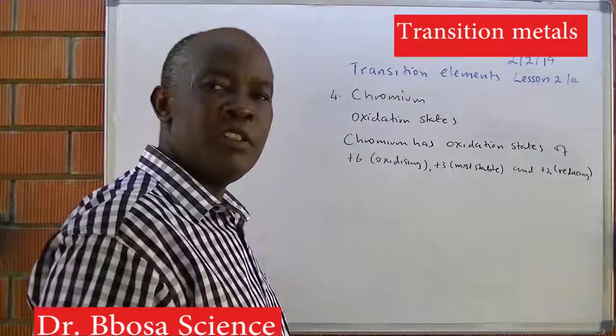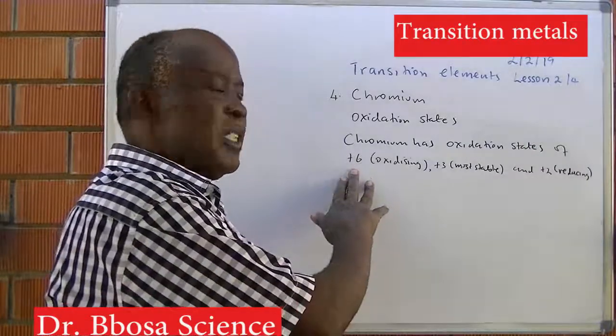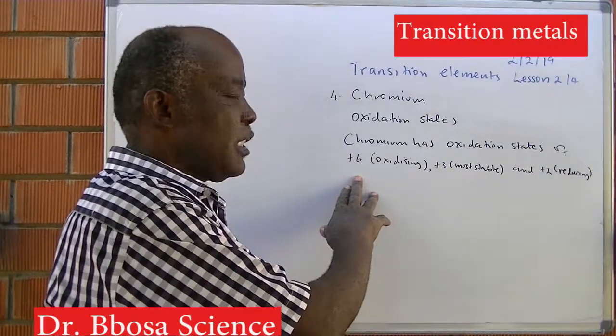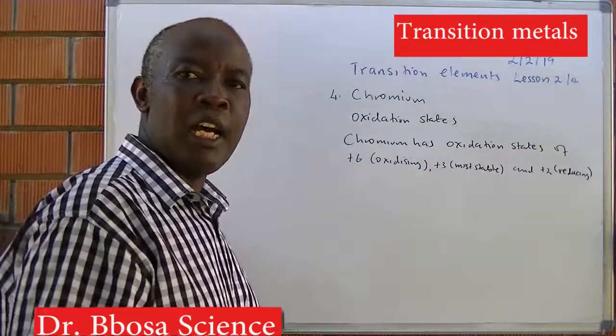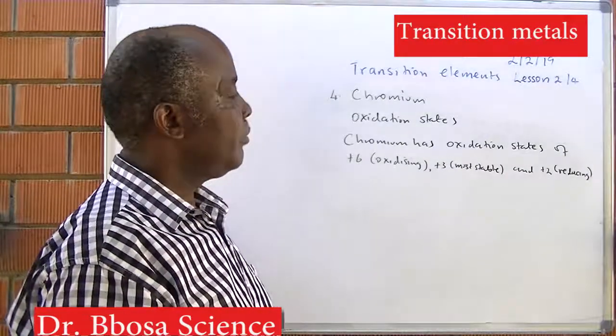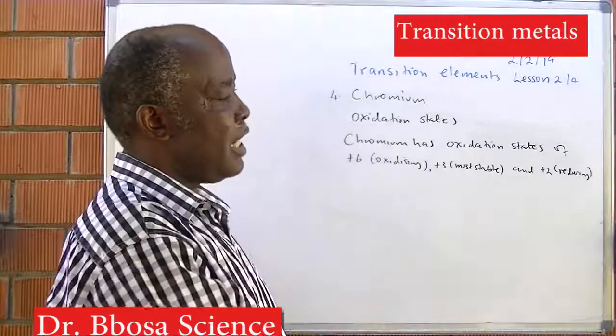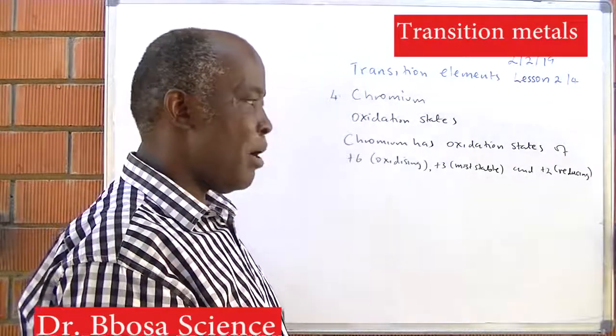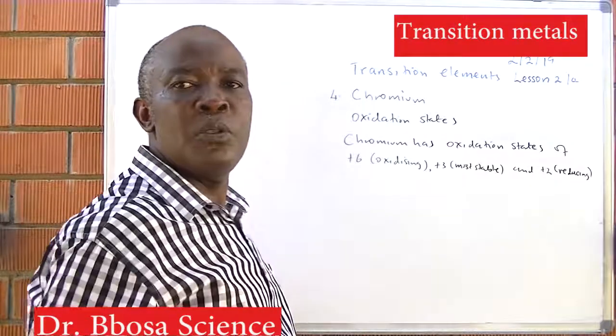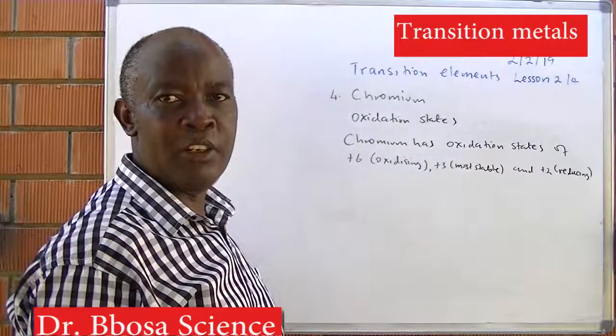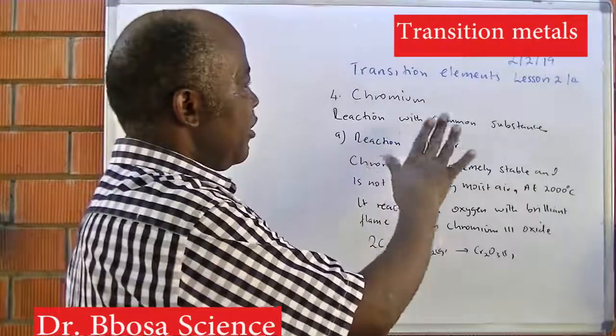Oxidation states. Chromium has oxidation states of positive 6 compounds. So compounds in the positive 6 oxidation state are oxidizing. Positive 3 are stable, and the compounds in the positive 2 are reducing. They are reducing agents.